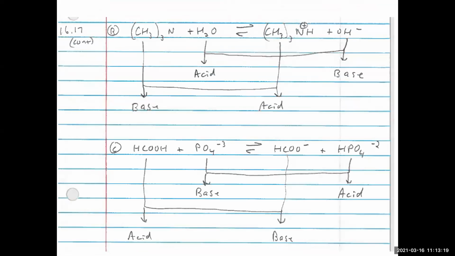Okay, let's look at two others here. So we have CH3N plus water going to CH3NH and OH minus. In this case, we might be tempted to think that the CH3 on the nitrogen could donate a proton. Well, those protons aren't donatable.